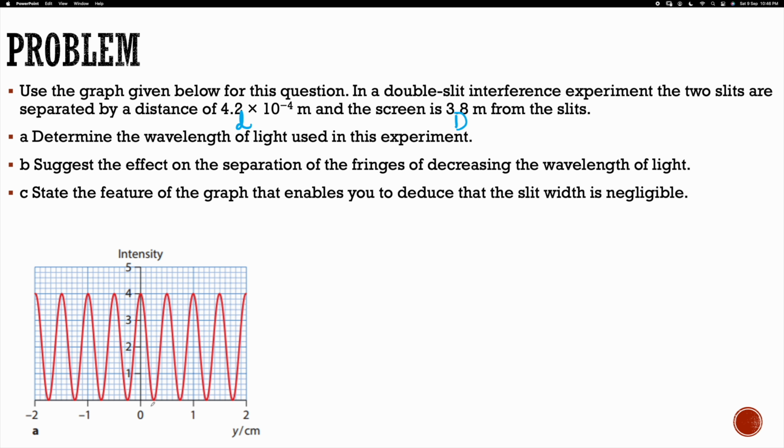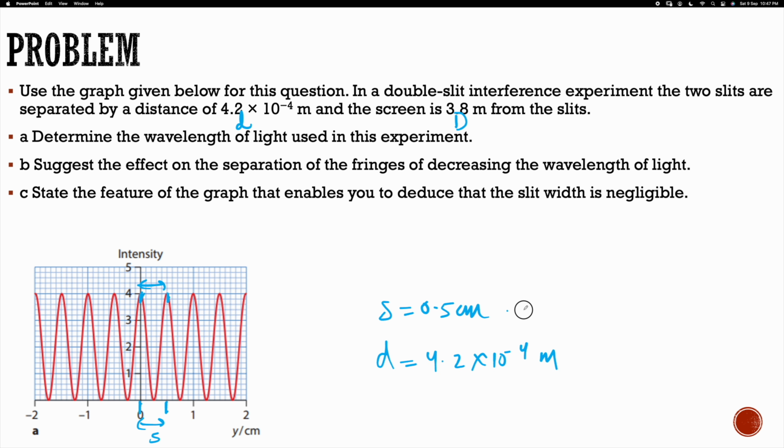Okay, so do I know the fringe separation? Yes, because the distance between two consecutive maximas is called fringe separation. So from this maxima to this maxima is 0.5 centimeters. So small s is 0.5 centimeter. That's called fringe separation, right? Distance between two consecutive maximas is called fringe separation. Small s is 0.5 centimeter, and small d is given as 4.2 times 10 to the power of minus 4 meters.